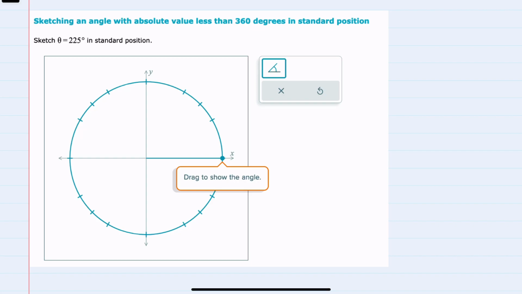In this video, I'll be helping you with the ALEKS problem type called sketching an angle with absolute value less than 360 degrees in standard position. We're asked to sketch theta equals 225 degrees in standard position, which means counterclockwise from the positive x-axis. So that's why in the interface, we would be dragging this line around the circle to get to 225 degrees.